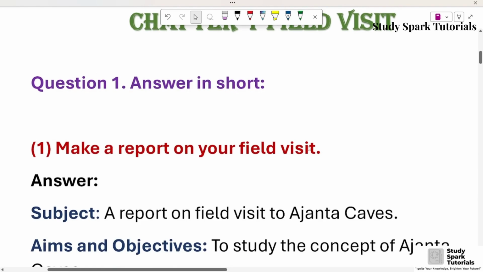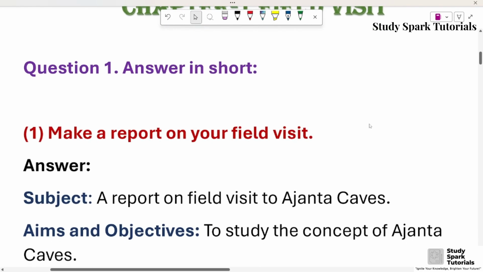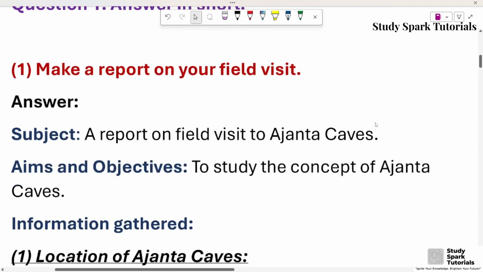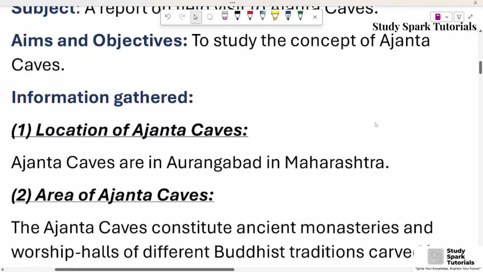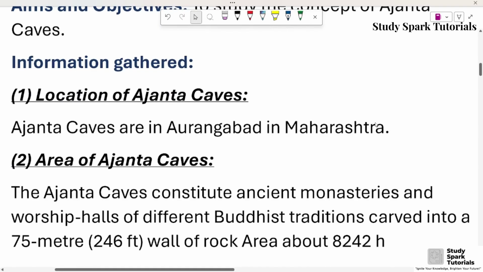Question number 1, answer in short. First, make a report on your field visit. Answer, subject is a report on a field visit to Ajanta caves. Aims and objectives: to study the concept of Ajanta caves. Information gathered: first, location of Ajanta caves. Ajanta caves are in Aurangabad in Maharashtra.